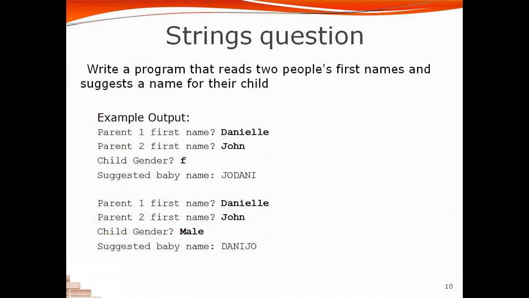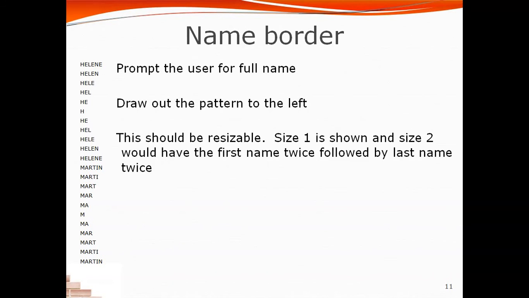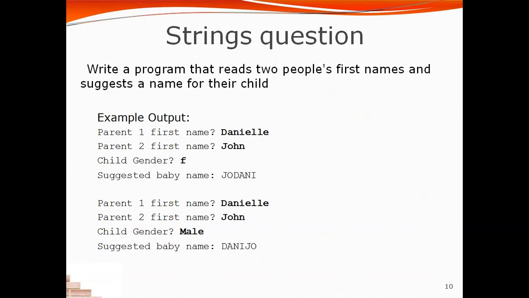Then the child's gender: what is the gender of the child, suppose male or female, suppose female. So you, being a programmer, will suggest the name Zodani. So you have to create this user-friendly name suggesting program. Write down this question in your notebook. I want all of you to practice today using these string methods. Write a program that reads two people's first names and suggests a name for their child.